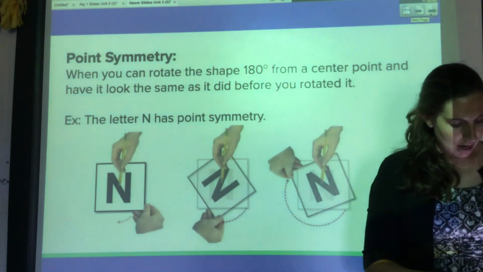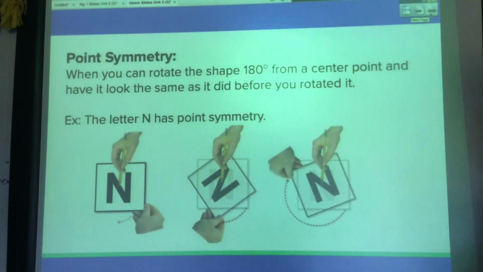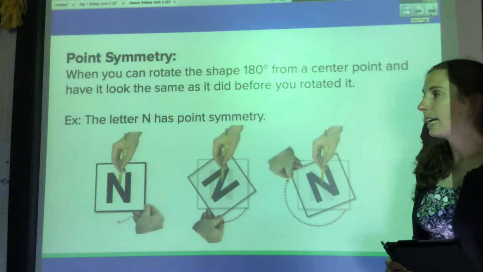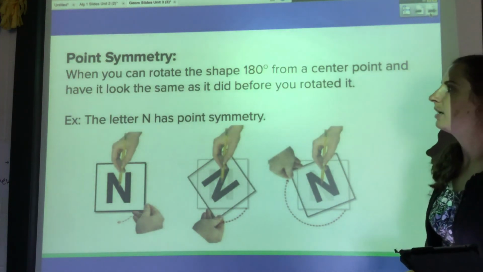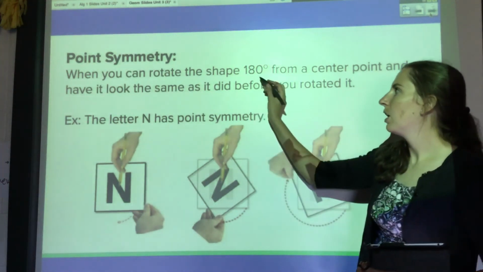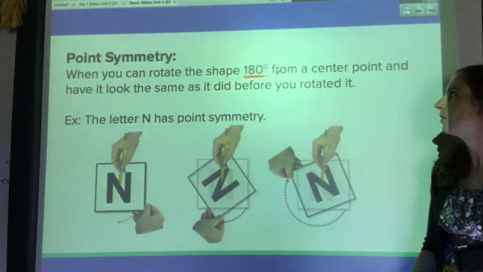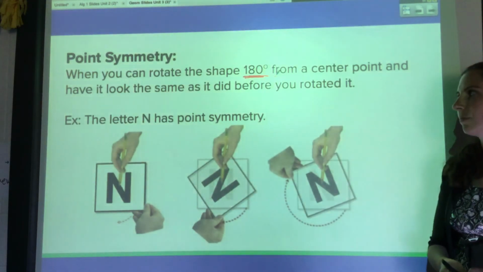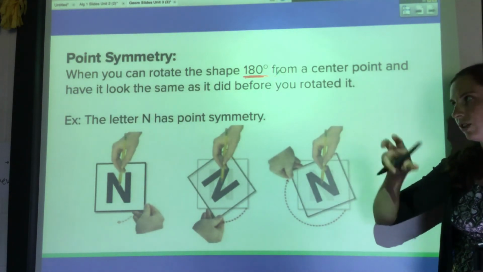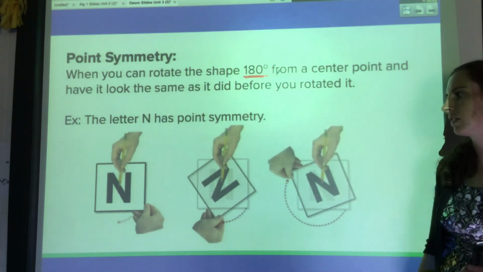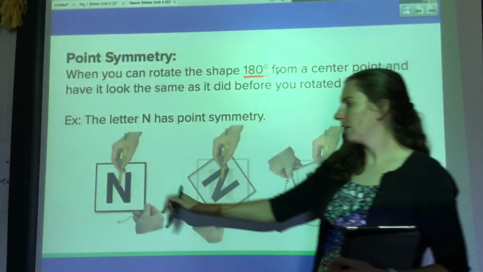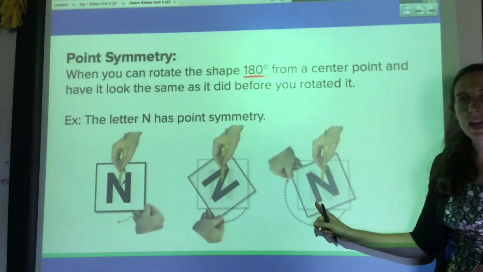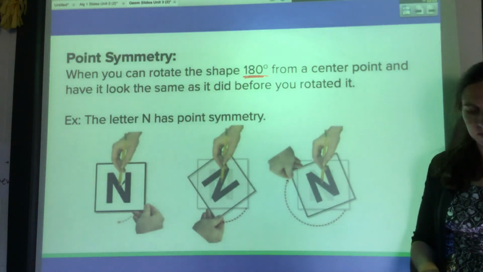Okay, one final piece of symmetry that I want to mention is point symmetry. Point symmetry is a form of rotational symmetry, but if you can rotate the shape exactly 180 degrees from a center point and get back to the same thing, then that is point symmetry. So it's a specific type of rotational symmetry that's exactly 180 degrees. For example, the letter N, if we put our pencil right in the middle and we spun it around 180 degrees, we'd get back to the letter N. So the letter N has point symmetry.